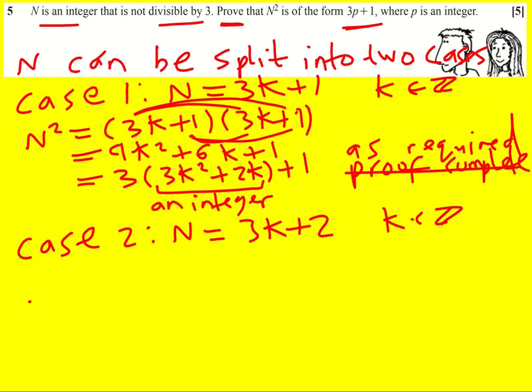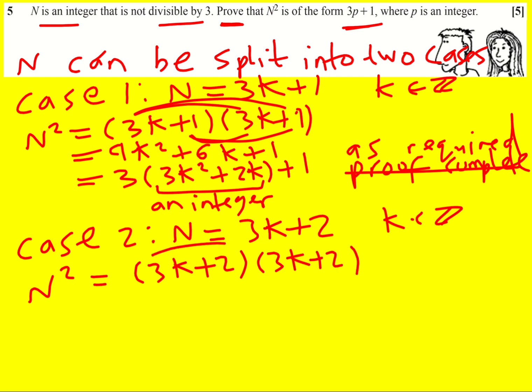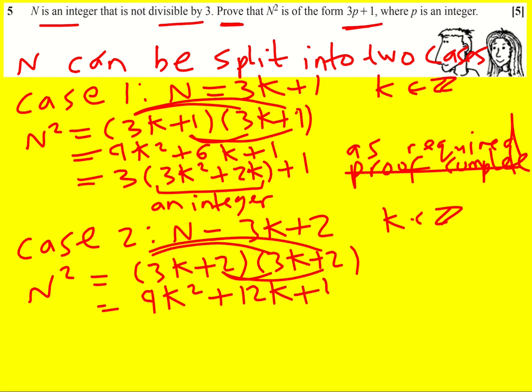Case 2 is when we've got 3k plus 2, so then n squared is going to be 3k plus 2 times 3k plus 2. Again, multiply it out to give me 9k squared. And this time I'm going to get a plus 6k and another plus 6k. And then I've got a plus 4. So this one's a little bit trickier to deal with because I wanted a plus 1 at the end. I don't have that. So I need to manufacture that. I need to make sure I do have that.